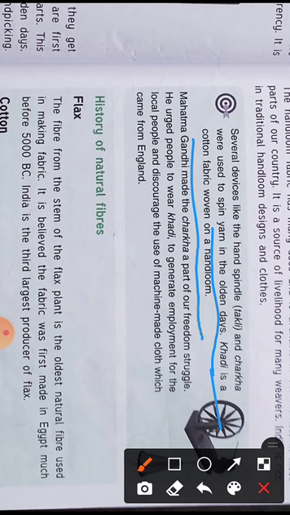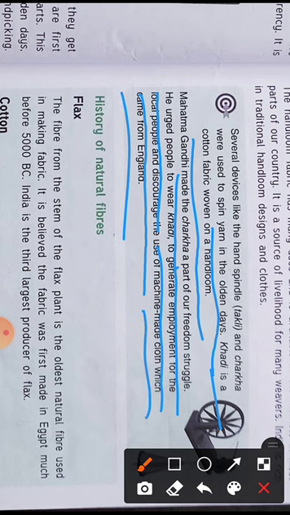Mahatma Gandhi made the charkha a part of our freedom struggle. He urged people to wear khadi to generate employment for the local people and discourage the use of machine made cloth which came from England. He told people to wear khadi so that employment can be generated and people can get jobs. Flax and the history of natural fibers we will discuss in another video.